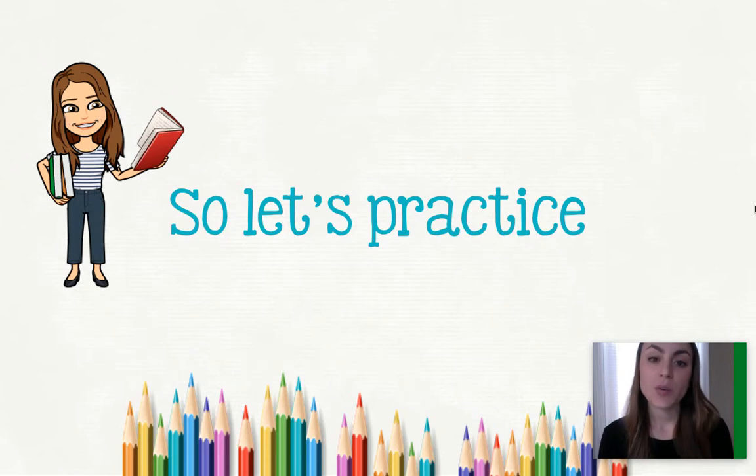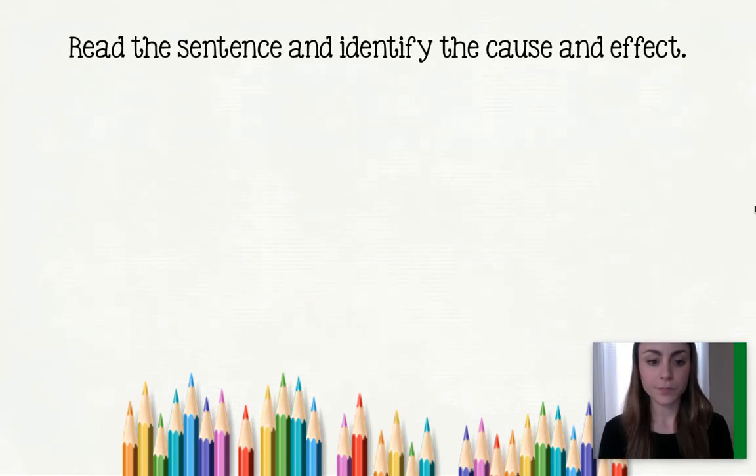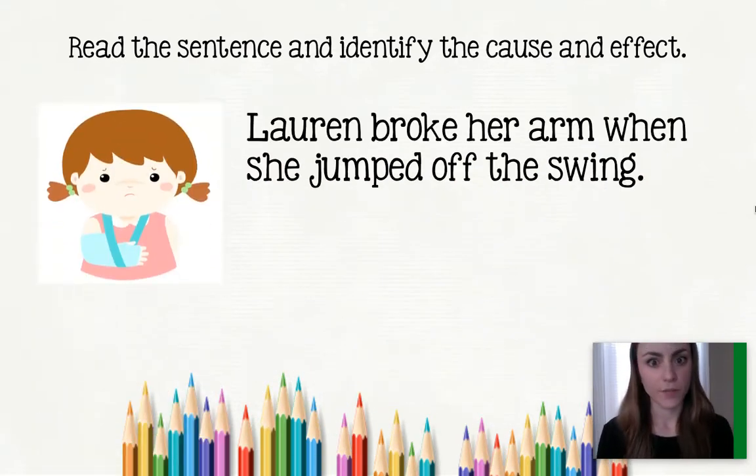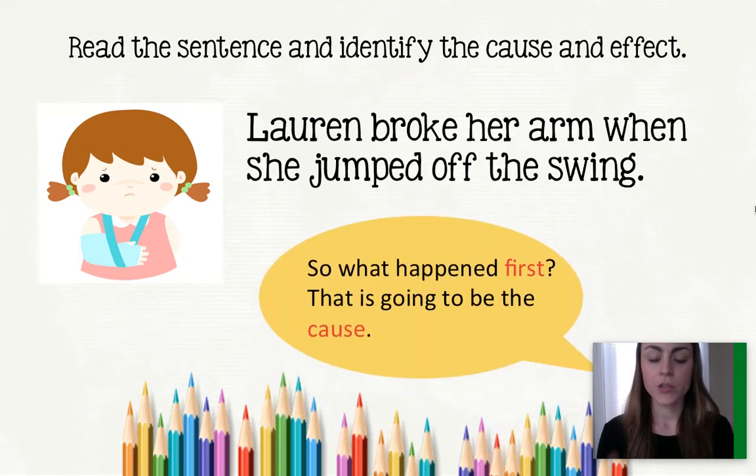So let's practice determining the differences between causes and effects. We're going to read the sentence and identify the cause and effect here. Lauren broke her arm when she jumped off the swing. So what happened first, that's going to be the cause. Now, what we have to tell ourselves here is just because what's mentioned first in the sentence or the text is not always the cause.